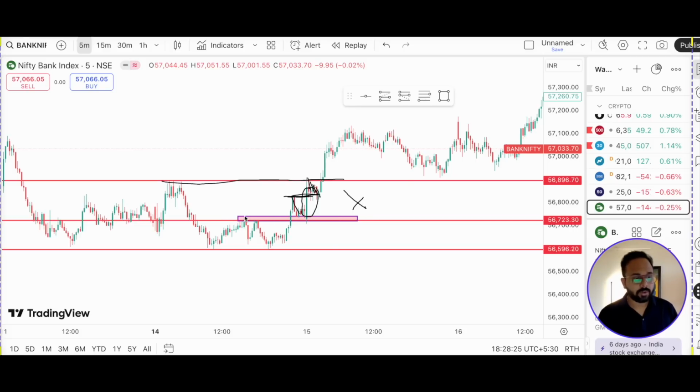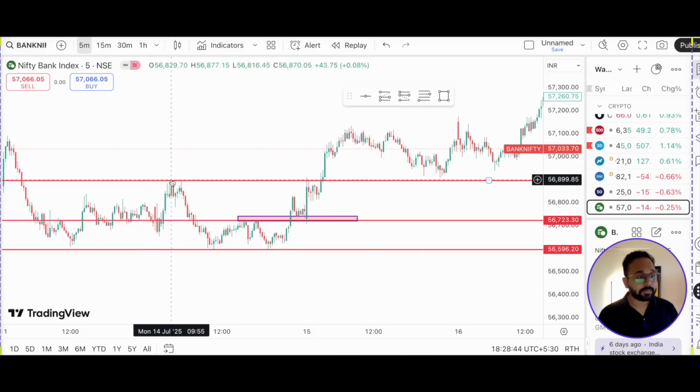And since you can see this resistance, once it broke, where did market take support? Previous day resistance now acted as support for the market. That's why you know once this zone breaks only, you should be taking bearish trade. Okay, here you got a clarity.